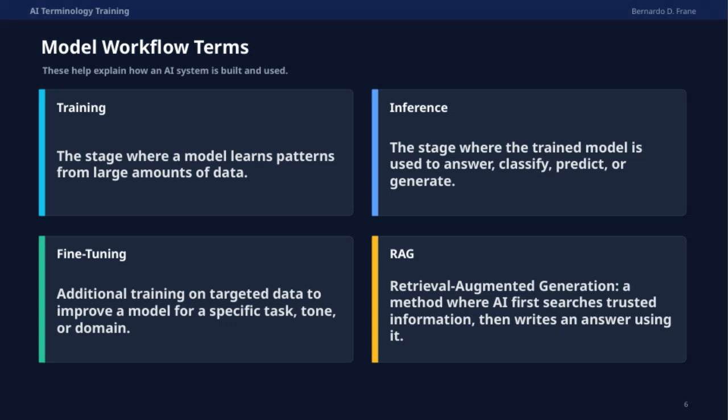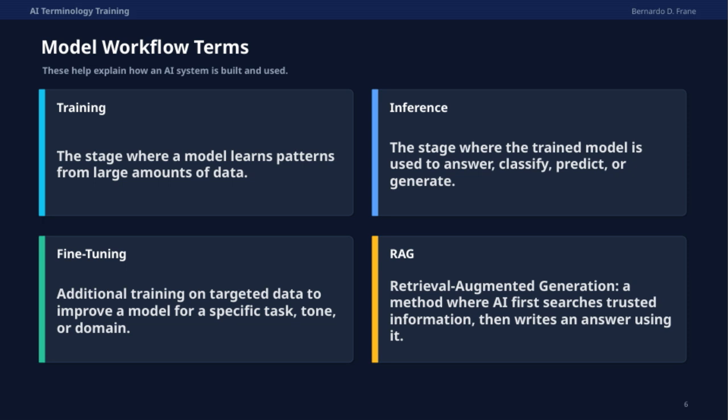Let's take a closer look at some key terms in the AI model workflow. First, retrieval-augmented generation, or RAG for short, is a method where the AI first searches trusted sources of information before generating an answer. This helps ensure that the responses are accurate and reliable.